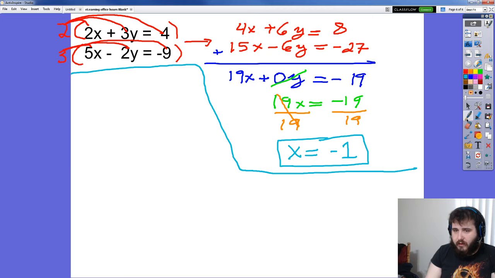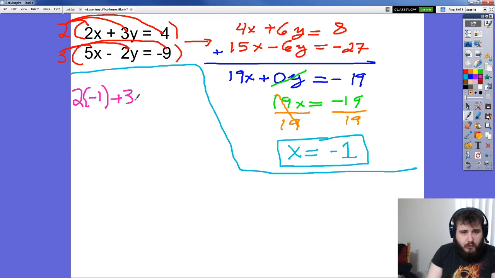So let's do that. We're going to take this negative 1 and we're going to plug it into one of these equations. It doesn't matter which. You should get the same answer either way. But I'm going to pick the one that has the smaller numbers on average. 2, 3, and 4. Much less intimidating than 5, negative 2, and negative 9, right? Make life easy on yourself. Don't try and be a hero when you don't have to be. So 2x. Well, what's x? X is negative 1.